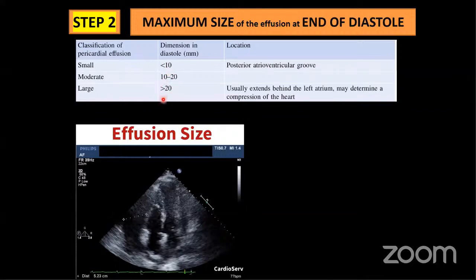That is how you will have to communicate to your cardiologist when you do your echo. If they ask you, what is the size? Is it a small, moderate or large effusion? This is how you're going to tell them. These are the logistics. Small is less than 1 centimeter, moderate is 1 to 2 centimeter, and large is more than 2 centimeter.